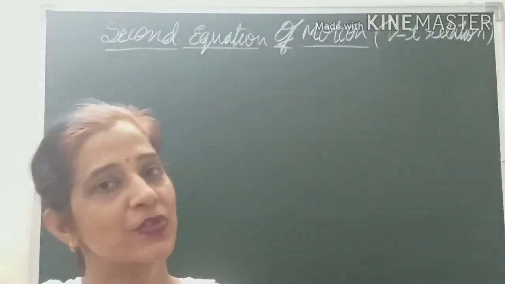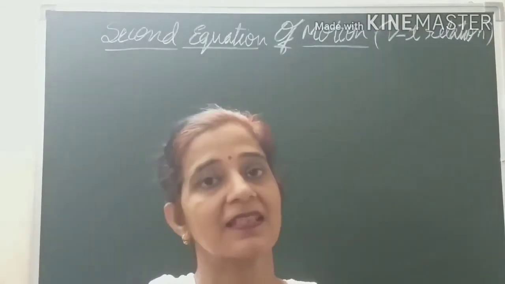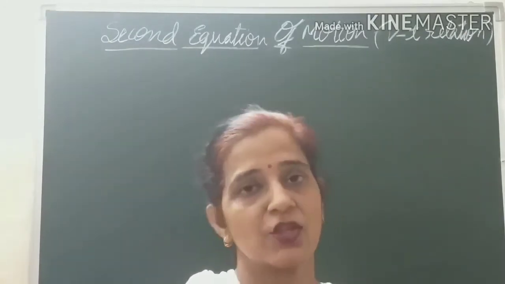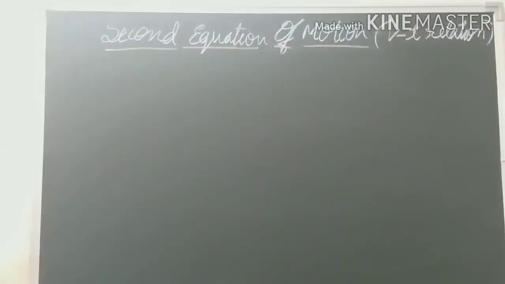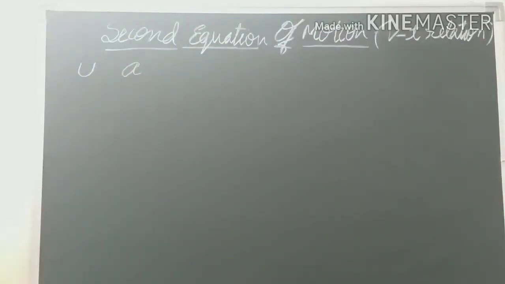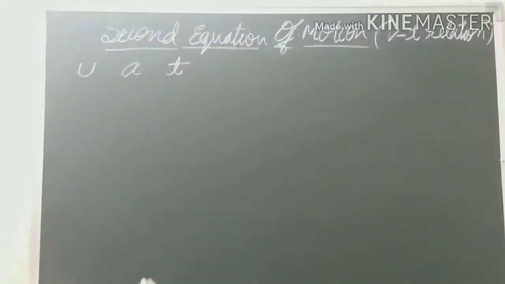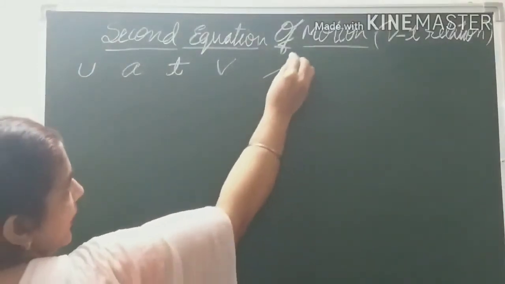Now the second equation of motion is s is equal to ut plus half at square, and this equation tells us the distance traveled within time t. So let's see how we can derive it. Suppose a body has initial velocity u and uniform acceleration a, for time t. After that final velocity becomes v. इतना हमें पता है और हमें distance find out करना है. And suppose the distance traveled by that body is s.